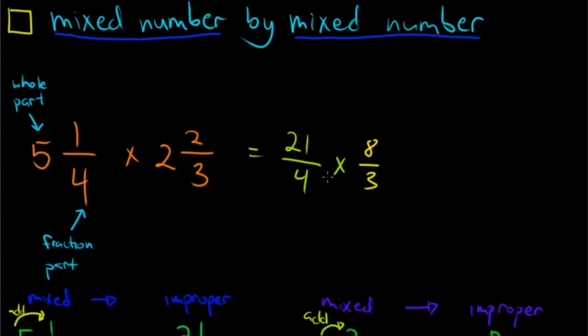Pwede mo nang gawin yung ginawa mo sa example natin kanina, which is to multiply the numerator by another numerator and then the denominator by another denominator. Kasi ganun lang naman talaga yung paraan kung paano mag-multiply ng fractions. Kanina kasi mixed number siya, so hindi pa natin magagawa to. Nire-write muna natin into improper fraction. So now we have 21 times 8 sa ating numerator. And then sa denominator, we have 4 times 3.